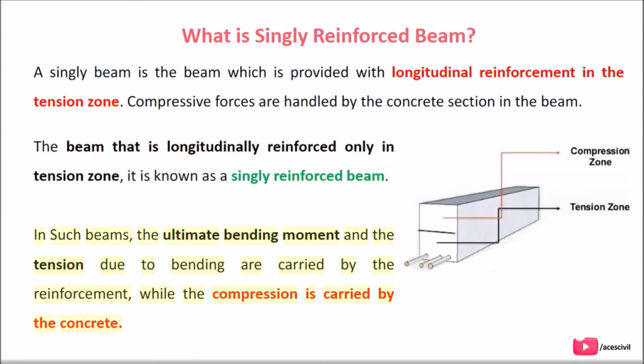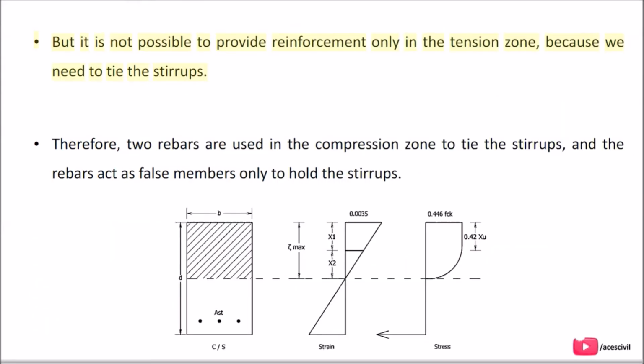In such beams, the ultimate bending moment and the tension due to bending are carried by the reinforcement, while the compression is carried by the concrete. But it is not possible to provide reinforcement only in the tension zone, because we need to tie the stirrups. Therefore, two rebars are used in the compression zone to tie the stirrups, and the rebars act as false members only to hold the stirrups.